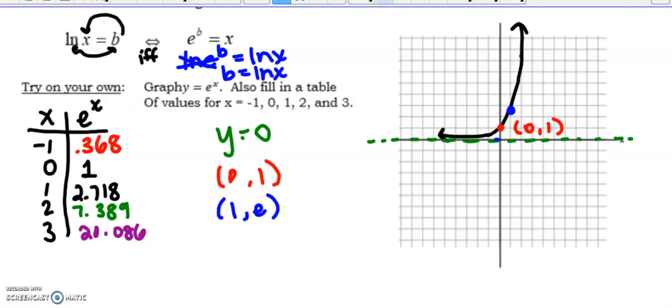Because they are inverses of each other, the domain and range switch. So again, on the natural log graph, we had x equals 0, the point 1, comma 0, and the point e, comma 1. Both exponentials, we're finding the inverse, so we are switching those things around.